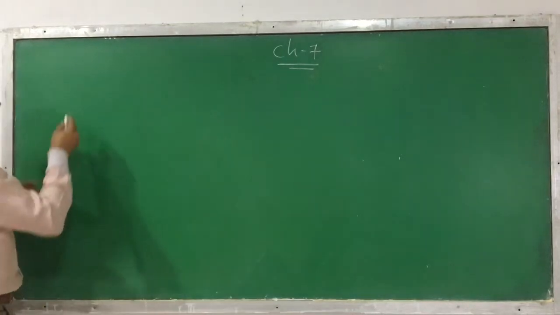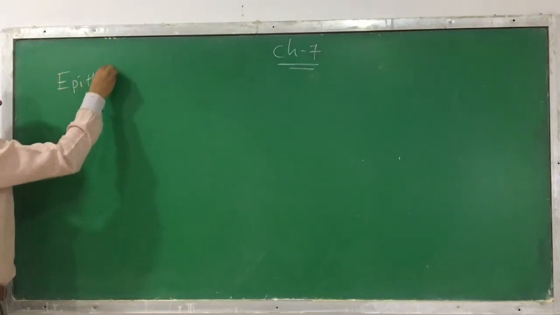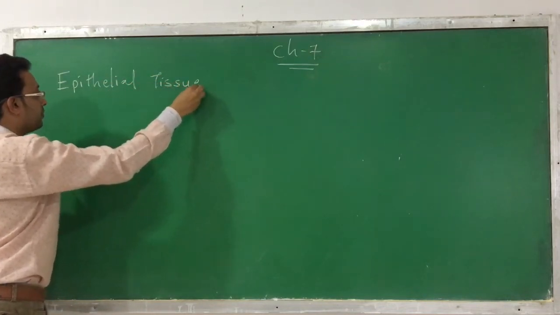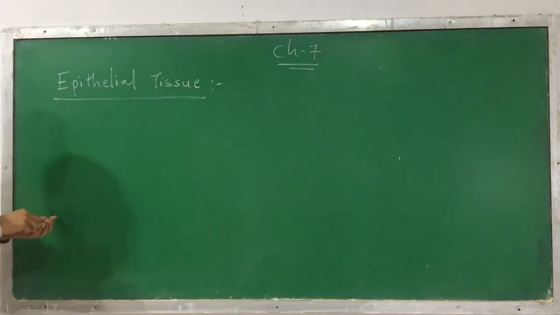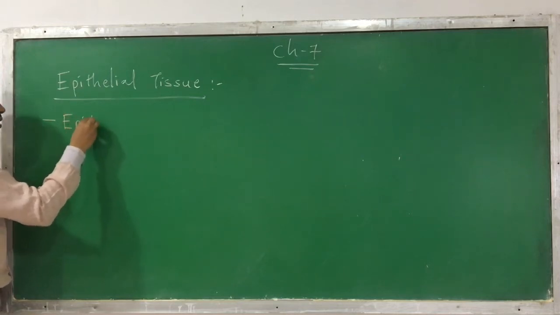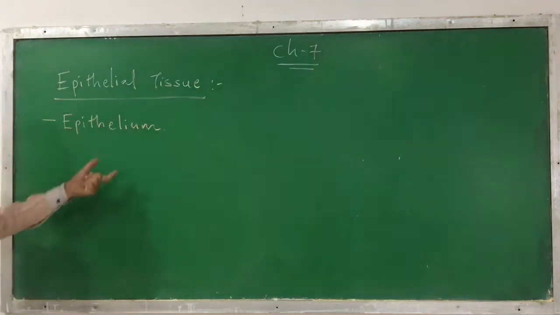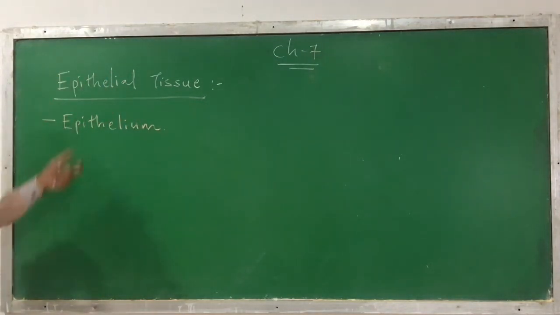So let's go with the first, epithelial tissue. What is another name of this epithelial tissue? It can also be called epithelium. You can call it epithelium, or you can call it epithelial tissue. Generally, it forms the outer covering of the different organs, or it forms the boundary.